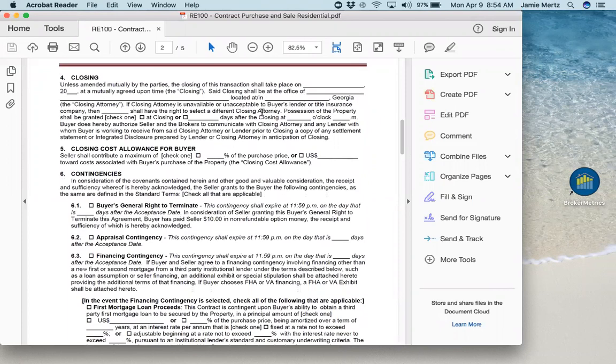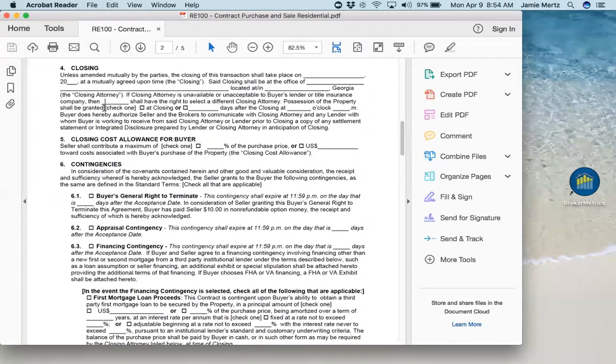If the closing attorney is unavailable or unacceptable to buyer's lender, since the closing attorney represents the buyer's lender, then who shall have the right to select a different closing attorney? The default right there would be buyer, is who you would be filling in. And that section right there is buyer.